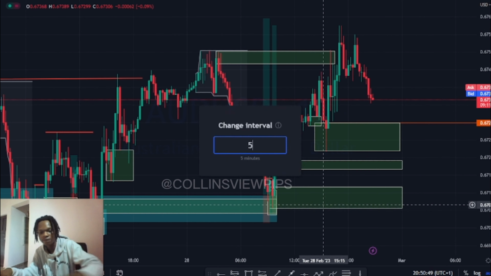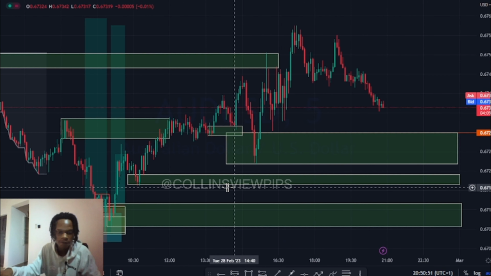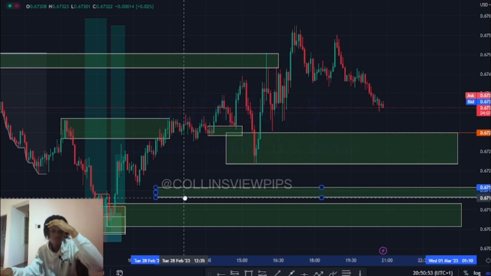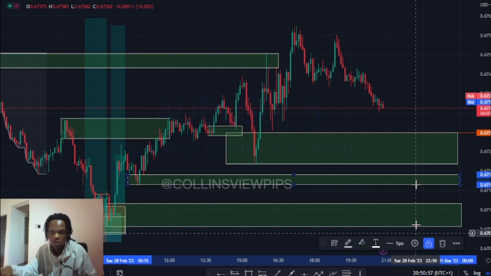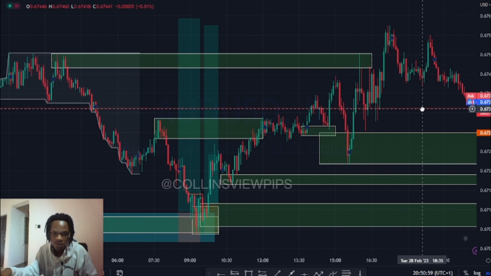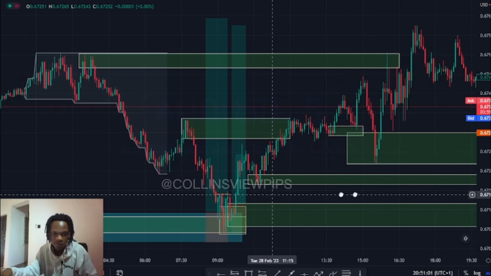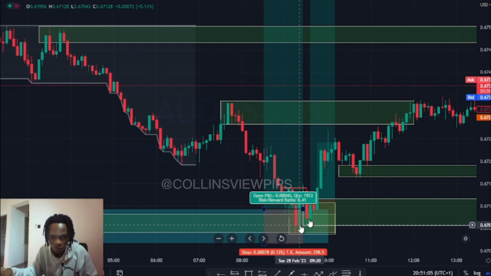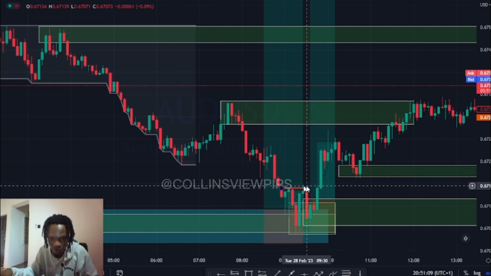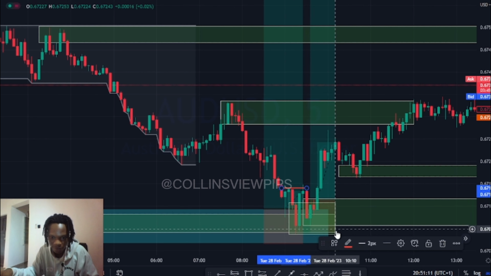Let's go down to the 5 minutes and see what happened. Looking at the 5 minutes, you can see a very simple break of structure. High, low. This was the high, this was the low, and this was the break of structure. You can see the red lines there, break of structure.